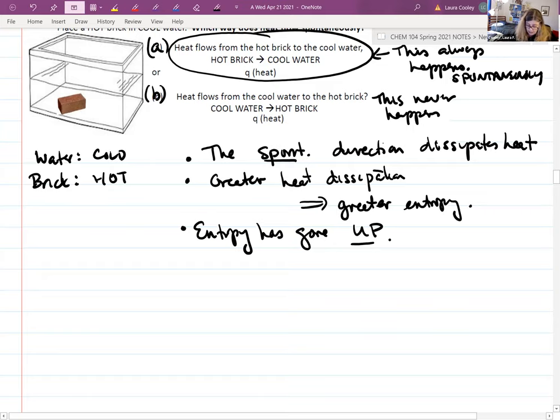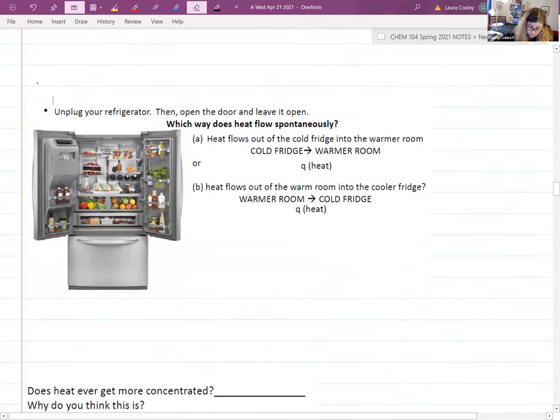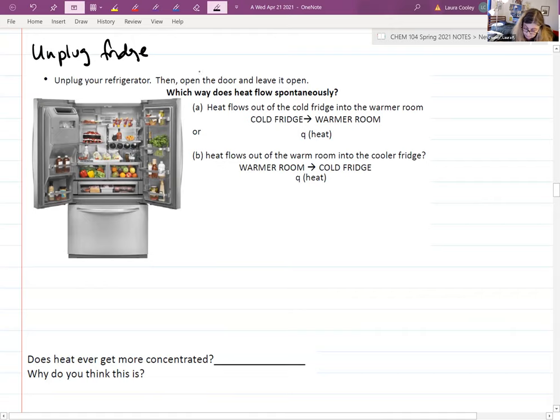Next example has to do with what happens when you turn off or unplug your refrigerator and open the door. Right after you do that, it's cooler inside, right? And it's hotter out here. So my question is, does heat flow out of the colder fridge and into the warmer room? Or does heat flow out of the warm room and into the cooler fridge? So which way does the heat go?